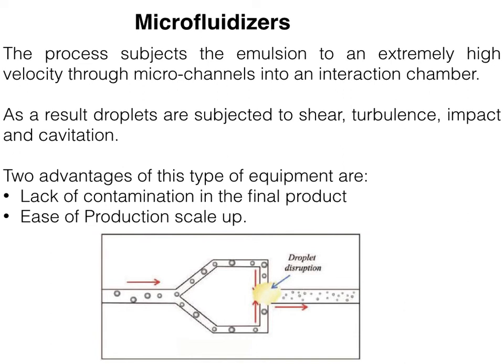Microfluidizers have been used to produce very fine particles. Actually, this process subjects the emulsion to an extremely high velocity through microchannels into an interaction chamber. As a result, droplets are subjected to shear, turbulence, impact, and cavitation. In this way, small size droplets of internal phase are produced. Two advantages of this type of equipment are lack of contamination in the final product and ease of production scale up.